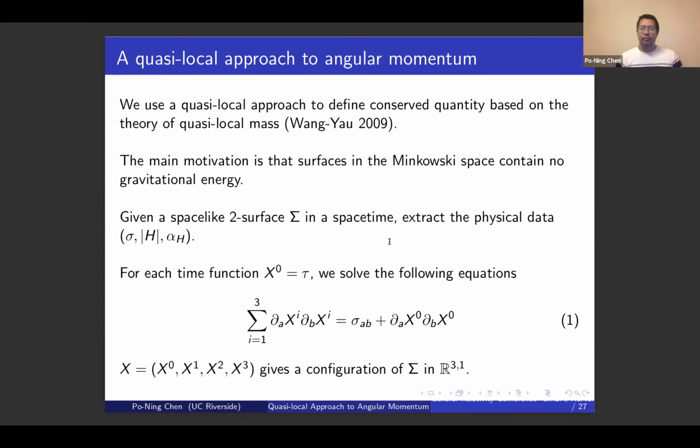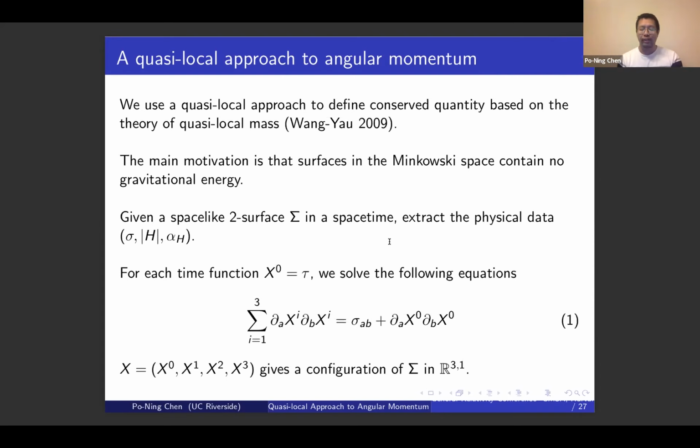Okay. So this motivates the use of Minkowski space as a reference space to compute the difference of surface Hamiltonians, or whatever your expressions for your energy or angular momentum. Okay. So take any spacelike two-surface sigma in a given spacetime. So we first extract the physical data: the induced metric sigma, the mean curvature vector H, and the connection one-form of the normal bundle of sigma in the mean curvature gauge, alpha H.